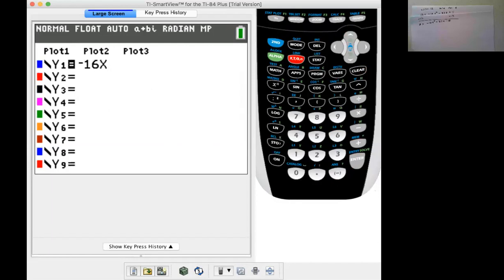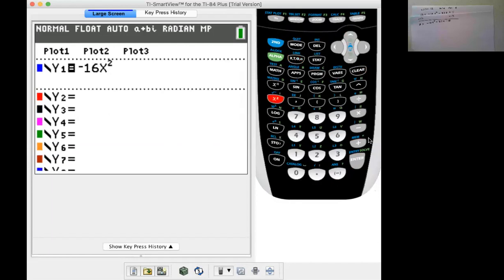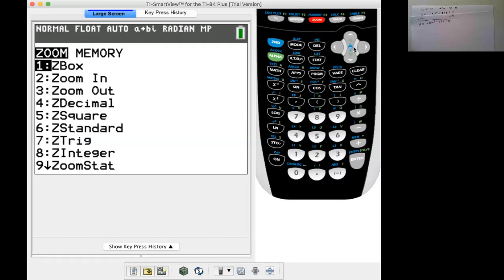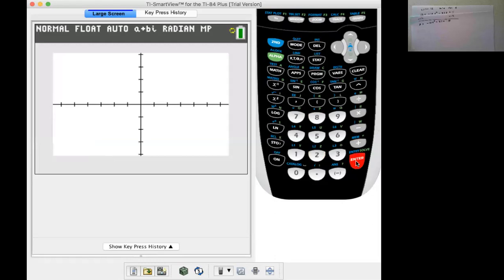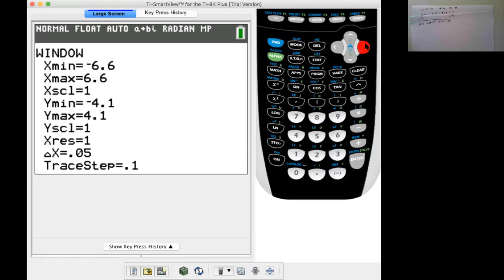Negative 16x squared plus 32x. When I subtracted 12 from both sides, it's now minus 8. And I want to see when that is 0. I'm going to do a zoom decimal, although even that's going to be too wide, which you're going to see here in a minute. Everything is very, very close. So I'm going to adjust that a little bit. I'm going to adjust my window. So I don't need nearly as much x. I need a whole lot more y just to get a feel for what the graph looks like.